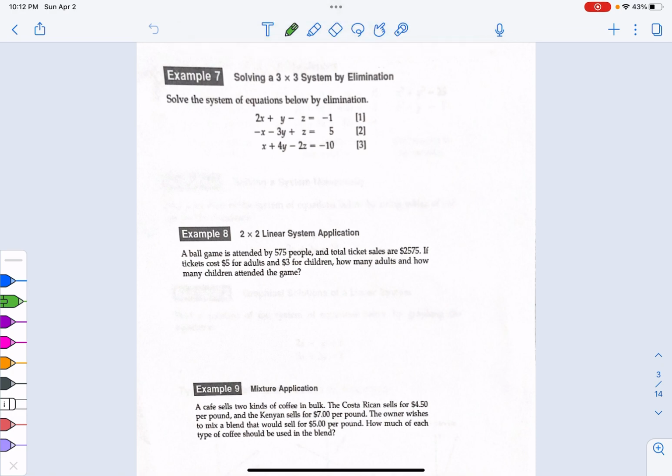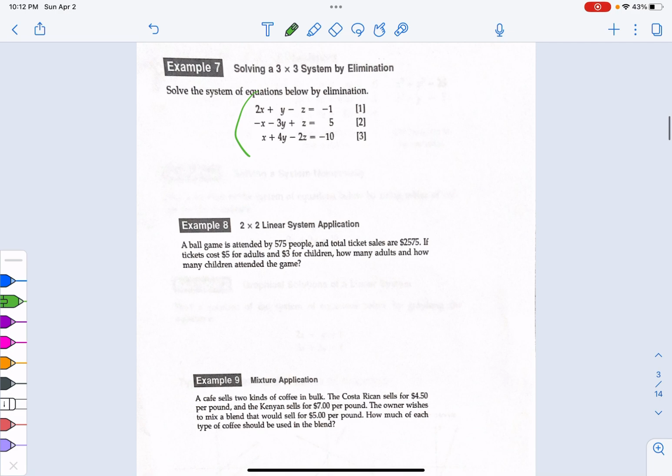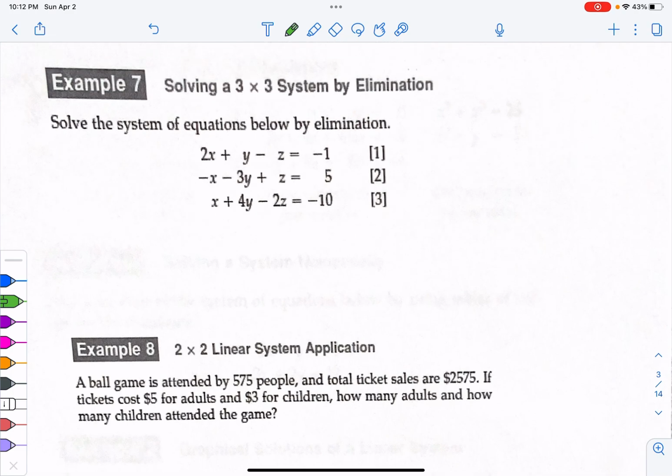This is a 3 by 3 system, which I don't think we've done one of those yet, but it's not terribly hard to solve, just a little bit more intricate. And then we've got 2 story problems, okay? So that's all we have left, and then we'll talk through some of the homework and we'll be good to go.